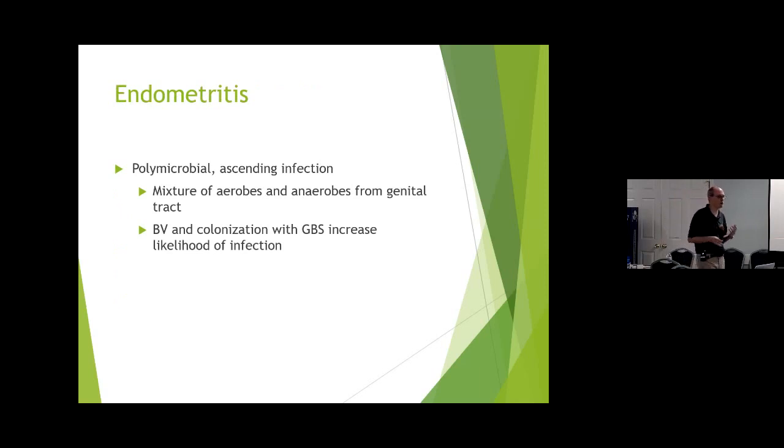It's usually a polymicrobial, ascending infection. It's a mixture of multiple different organisms. If they have a history of group B strep, which they screen for before delivery, you're at an increased risk of endometritis. So what do we do in the hospital?